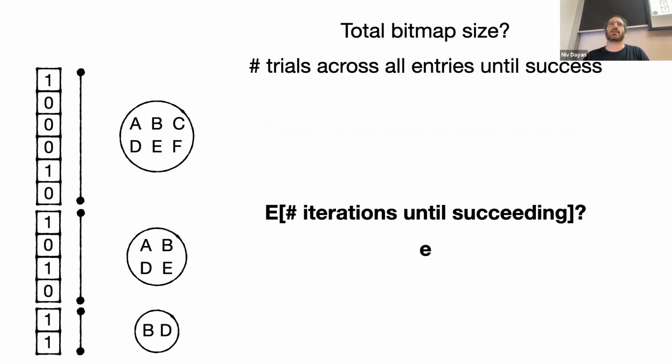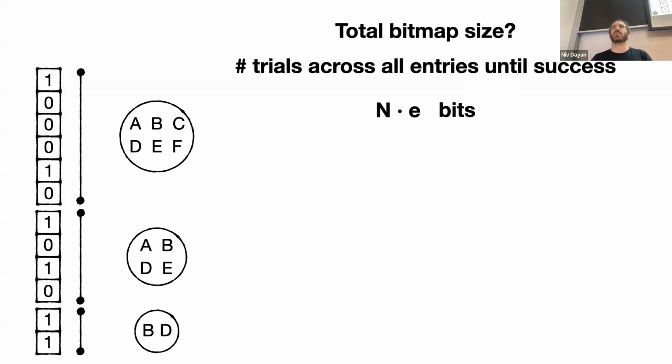Now, how do we relate that to the total bitmap size? The average number of trials until success for one entry is e. So how many trials do I have to do for n entries? n. So what's the total number of bits? n times e. Correct. So that's the size of my bitmap. Very clean. It's the expected size, correct.